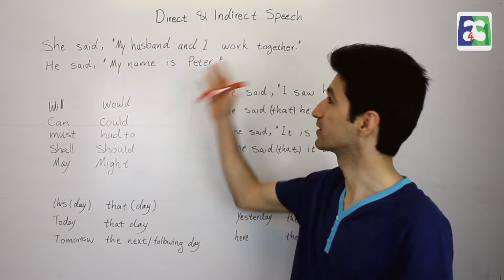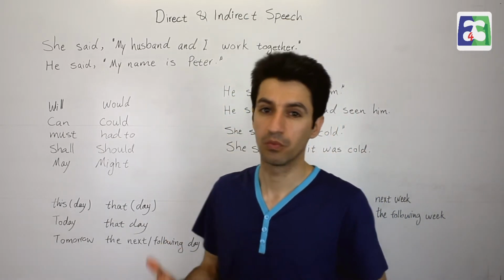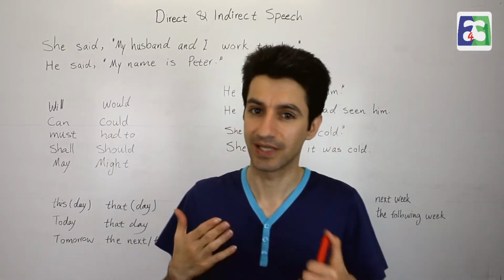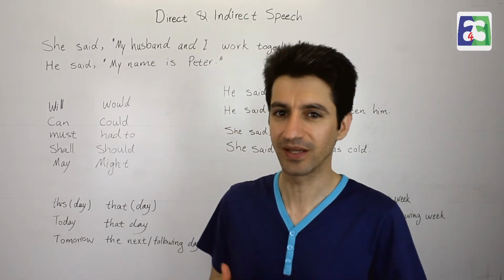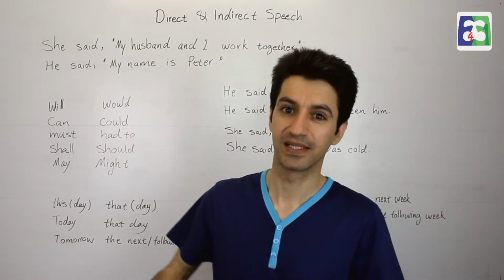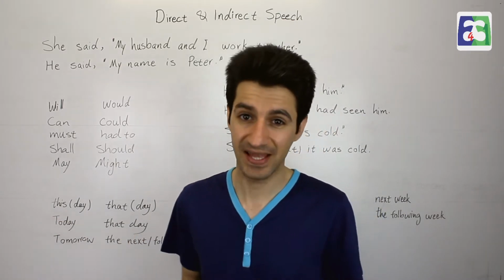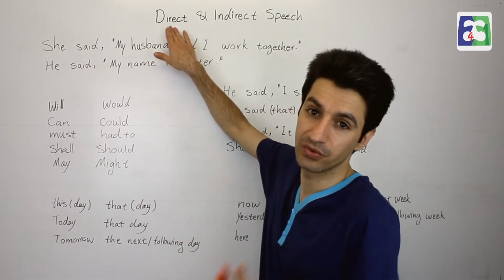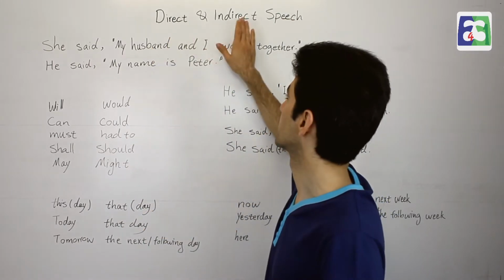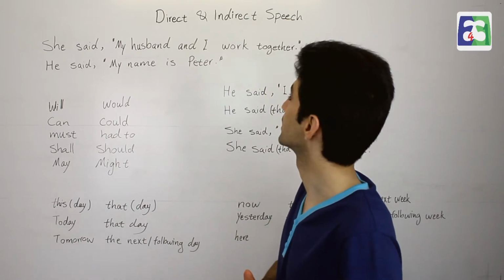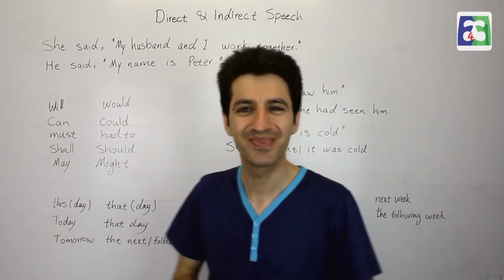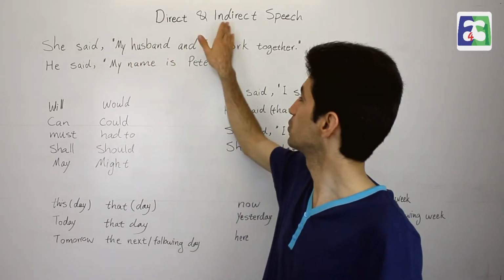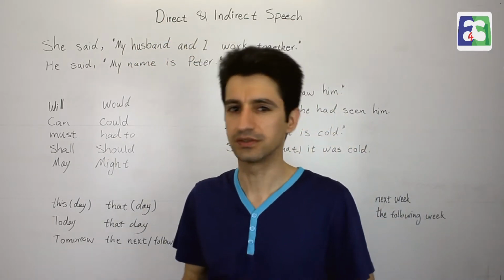Today I'm going to talk about direct and indirect speech. Sometimes someone says something and then we want to talk about that speech, okay? We want to tell someone else about what's been said. So we have two ways to do that. We might do it directly or we might do it indirectly. Direct or quoted speech, indirect or reported speech.